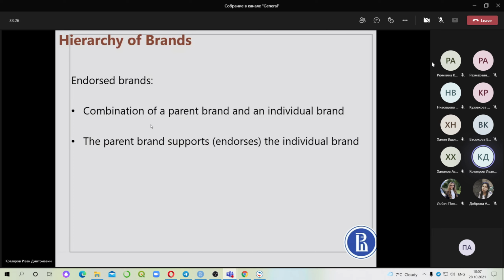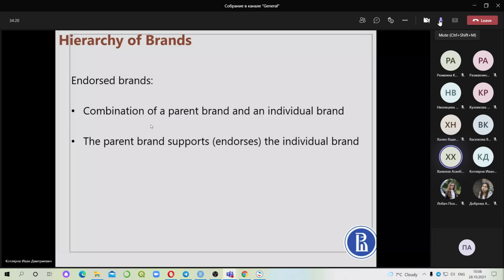What about endorsed brands? In this case, we have a combination of a parent brand, in most cases a family brand, umbrella brand, or corporate brand, and an individual brand. Why is this combination used? The parent brand supports, or so to say, endorses the individual brand. So in the case of Mars, which we have just discussed, there is a corporate brand of Mars and a specific brand of, for example, pet food. So the corporate name of Mars endorses this individual brand. Guys, do you understand? Is it clear?